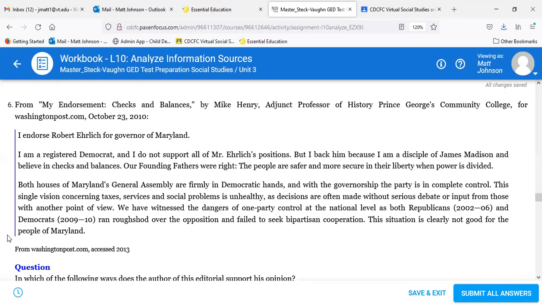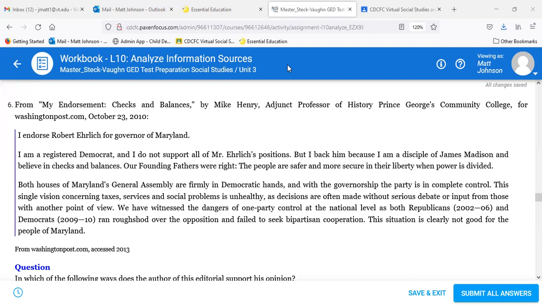From My Endorsements, Checks and Balances by Mike Henry, adjunct professor of history, Prince George's Community College, for WashingtonPost.com, October 23rd, 2010. I endorse Robert Ehrlich for governor of Maryland. I am a registered Democrat, and I do not support all of Mr. Ehrlich's positions, but I back him because I am a disciple of James Madison and believe in checks and balances.